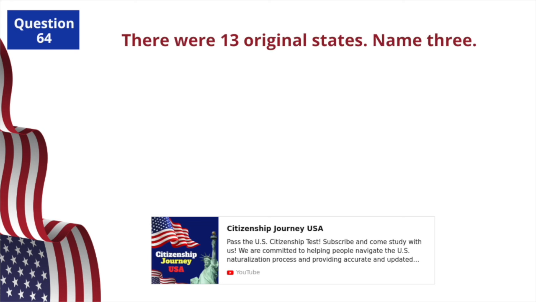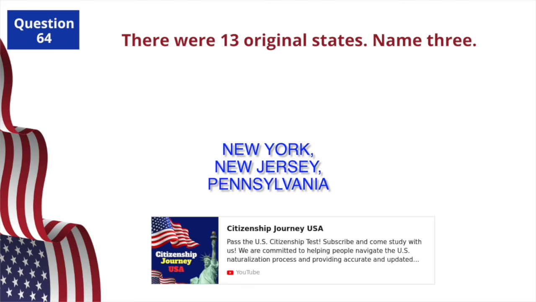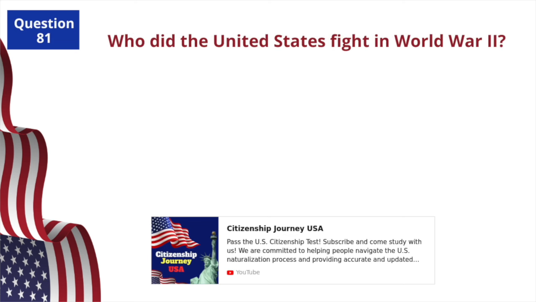There were 13 original states. Name 3. New York, New Jersey, and Pennsylvania. Who did the United States fight in World War II? Japan, Germany, and Italy.